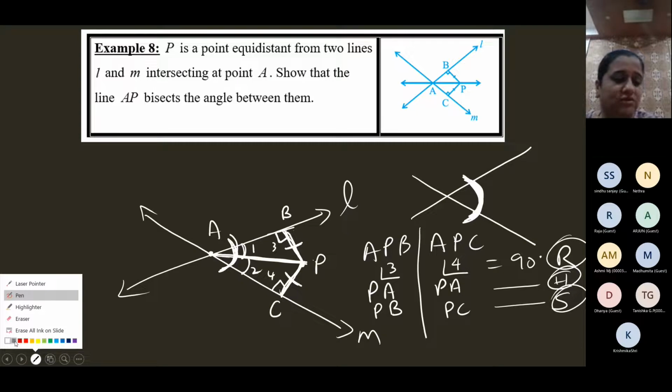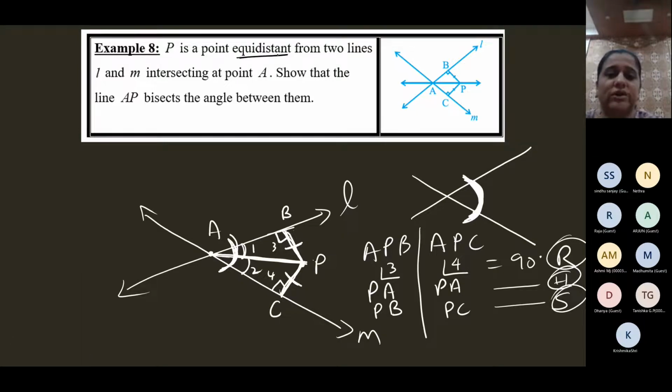So I'm stressing on this, that this term equidistant means the perpendicular distance. See, here it is given in the figure, but in the exam, sometimes only the description is given. You'll have to draw the figure. Then if you don't mark this 90 degrees, you will not have information to show that the triangles are congruent. That's why I'm stressing on this.